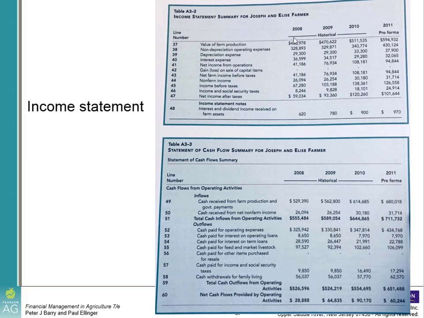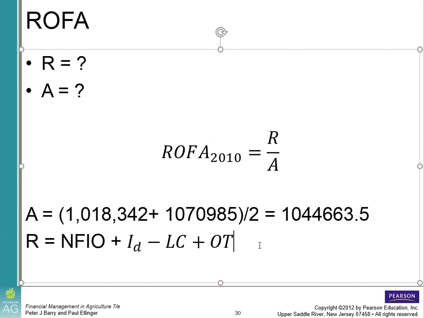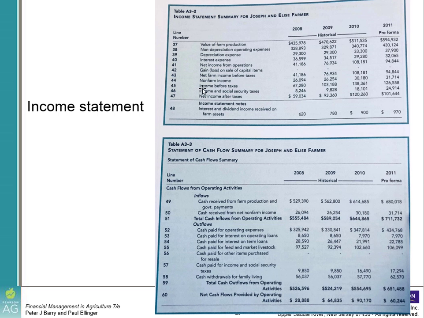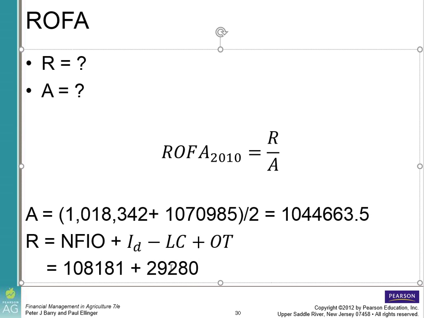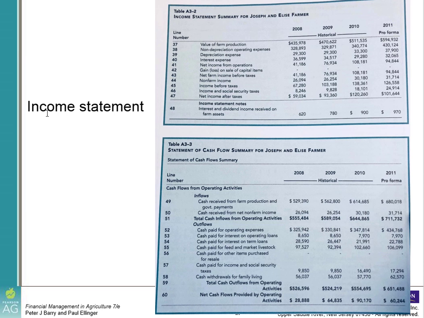Okay, and in the income statement, you can find that net income from farm operations in 2008 was 108,181. Okay, so I'm going to go ahead and write this down here. It was 108,181. Okay, plus the interest expense, which is also right over here, right below depreciation, and you can clearly see in 2010 was 29,280. Okay, it was 29,280 minus LC. So remember, this is the amount that you're paying.